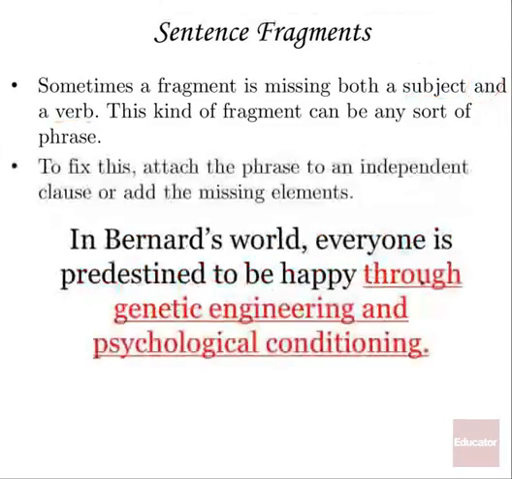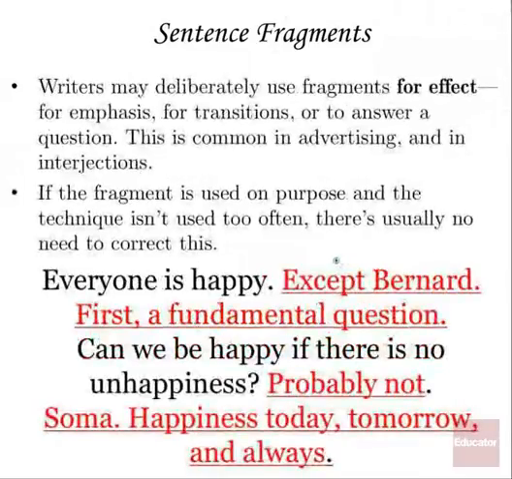So, what do we do? To fix this, attach the phrase to an independent clause or add the missing elements. So we could say, "In Bernard's world, everyone is predestined to be happy," no period, no end of sentence, no punctuation, no nothing, "through genetic engineering and psychological conditioning." One long sentence. Now it makes sense.